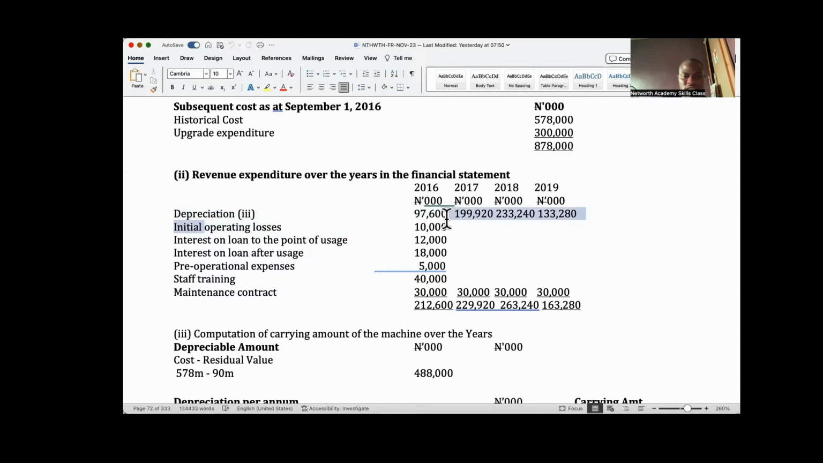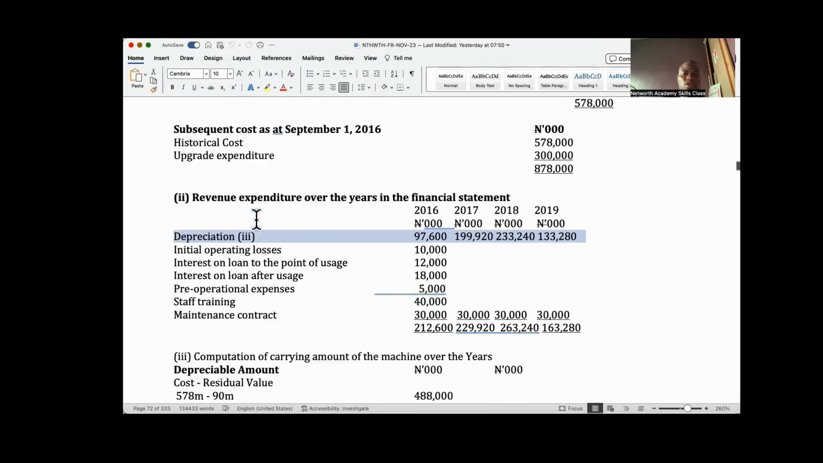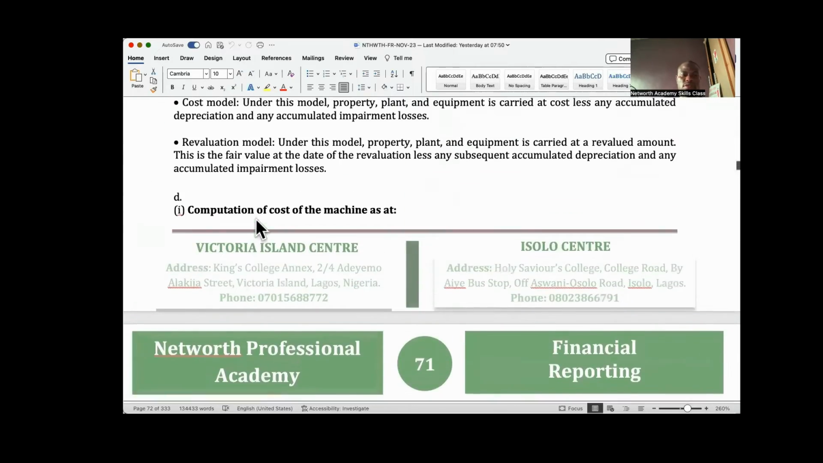Then remember, initial operating losses we experienced, interest on loan to the point of usage expense, interest on loan after usage, pre-operational expenses, staff cost. You see this maintenance contract, it was expensed over 4 years, 30,000 each year. So what you require workings for you to calculate is this depreciation. This depreciation will require few workings.